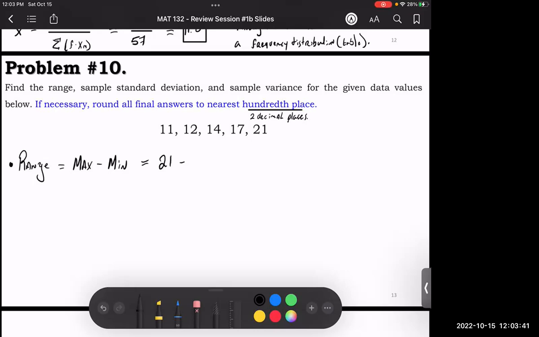The minimum value, the smallest one, was 11. So 21 minus 11 is 10. That's your range. Voila, you're done. Okay, so we need a couple of formulas now.